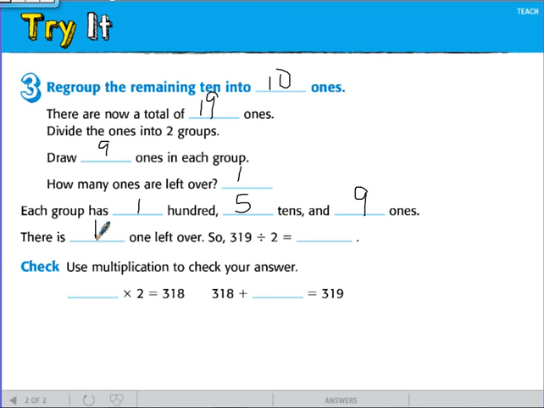So 319 divided by 2 equals 159, remainder 1. Okay? We're going to use multiplication to check our answer. We're going to go 159 times 2. That equals 318. 318 plus 1 equals 319. All right? It works.